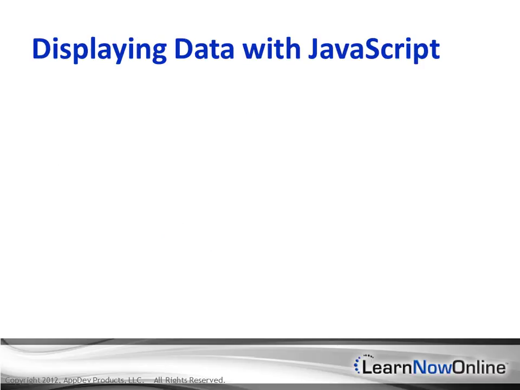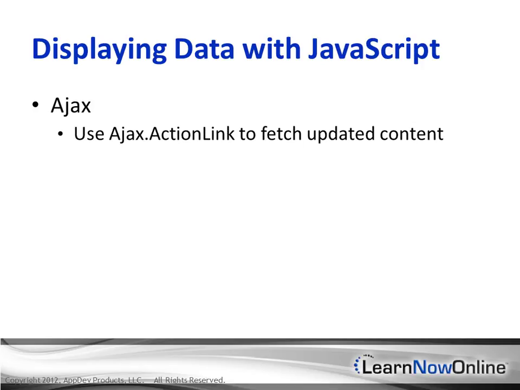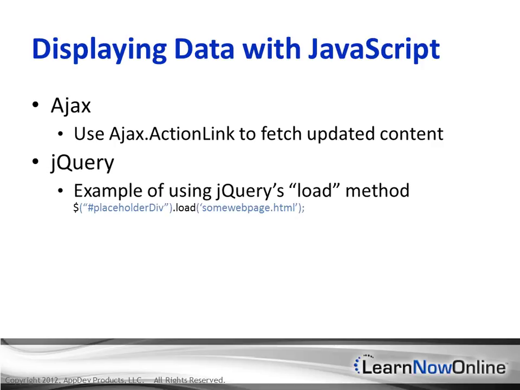Displaying data with JavaScript in MVC4 is actually pretty easy. There are a few options that you have in order to display data just with JavaScript or Ajax. The first of which we'll look at is the Ajax. Here we can use the Ajax.ActionLink to fetch updated content from MVC. The jQuery way is we can use jQuery's load method, which here we have our placeholder div .load, and then load an existing HTML page, if you will, somewhere within the current view.